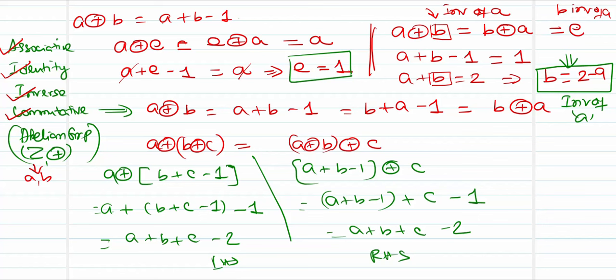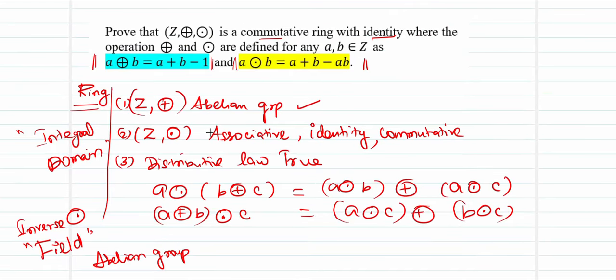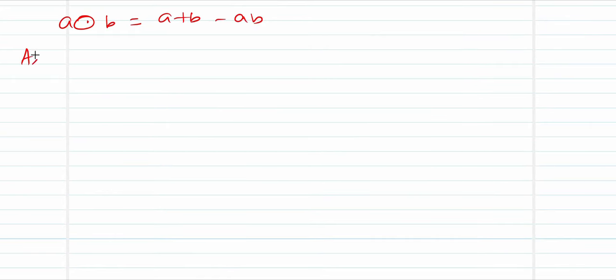Now moving on to the second binary operation, what we have is going to be the second binary operation a ⊙ b, which has been defined as a + b − ab. Now with respect to my ⊙, I need to prove the associative, identity and commutative laws. So we will have to show associative, identity and I will have to prove the commutative law. If I am going to show these three things, then my second part, that a ring with identity and a commutative ring with identity, will become true.